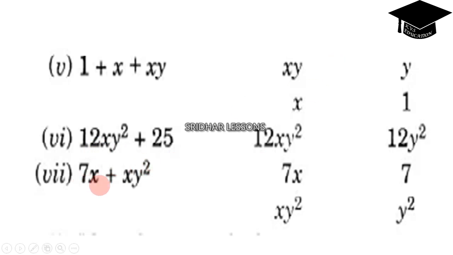Question number 7, 7x plus xy square. So the terms are 7x and xy square associated with x, and the coefficients are: for 7x the coefficient is 7, and for xy square the coefficient is y square.